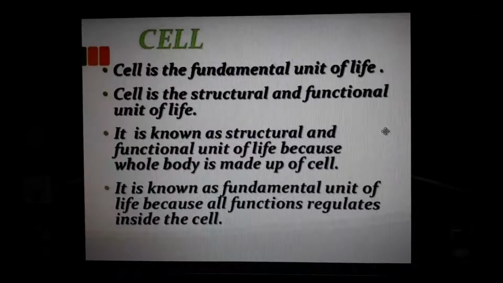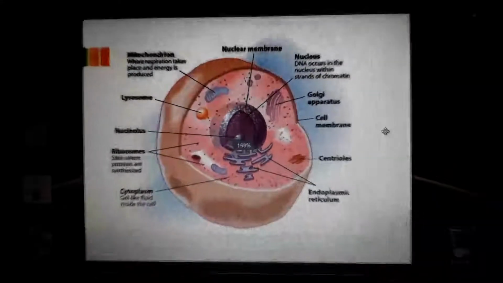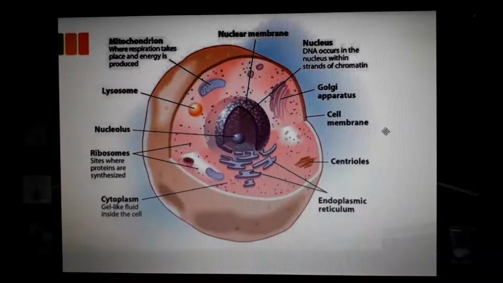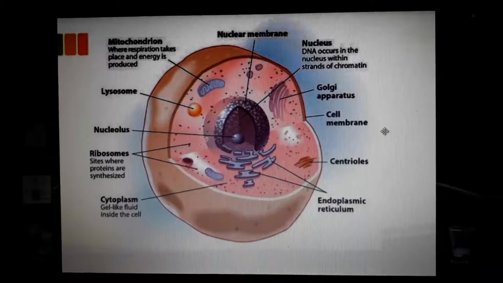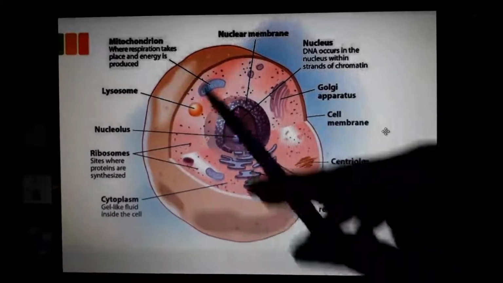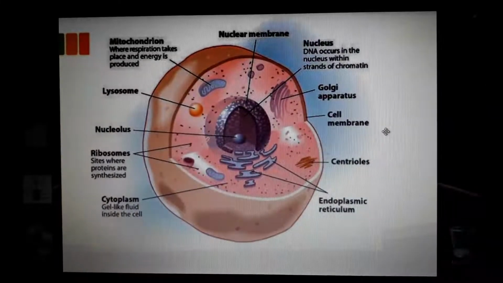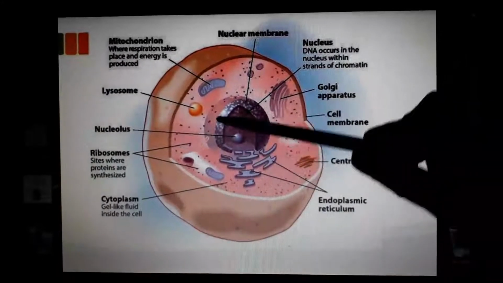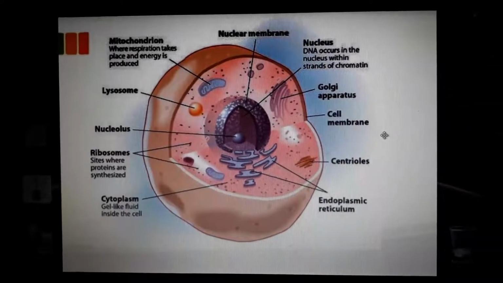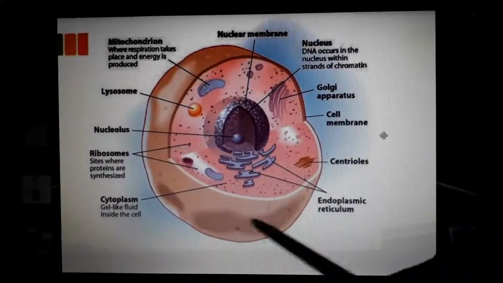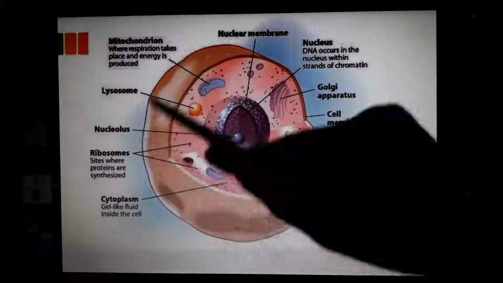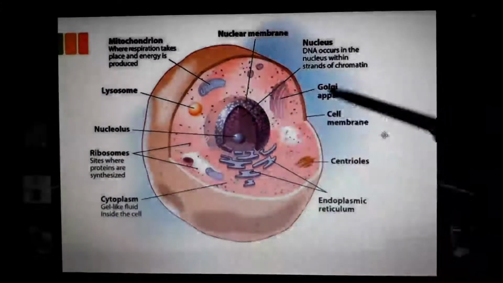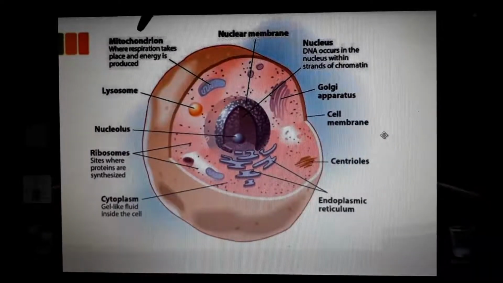So this is the cross section of a common cell. We want to study the functions of all these parts. That's the chapter. First we will start with the nucleus of a cell. The center part is called the nucleus of a cell. The outermost part is called the cell membrane.